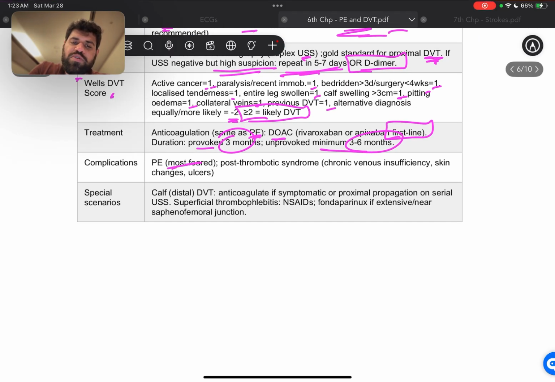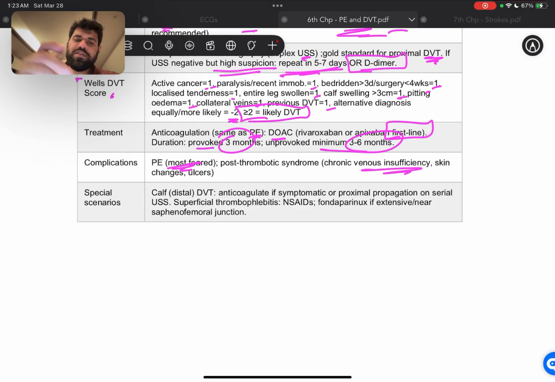Complication: PE is the most feared complication of DVT. Post-thrombotic syndrome is due to chronic venous insufficiency, with skin changes and ulcers. Ischemic products are going to be formed, and they could leak into the system, and that is chronic venous insufficiency.